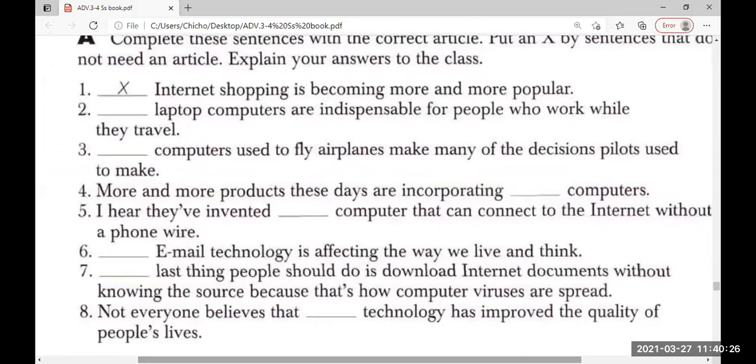Because it's a specific. No. Because internet shopping is uncountable. It's uncountable. That's why we don't need an article.